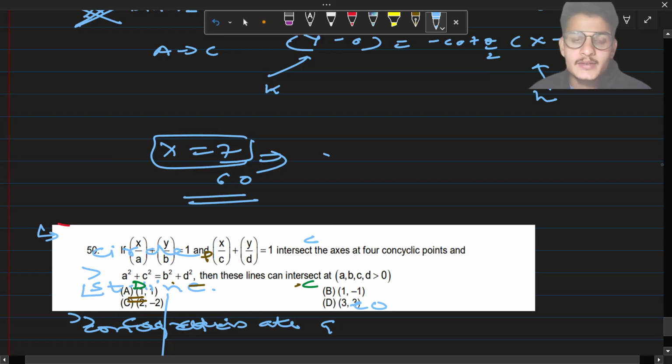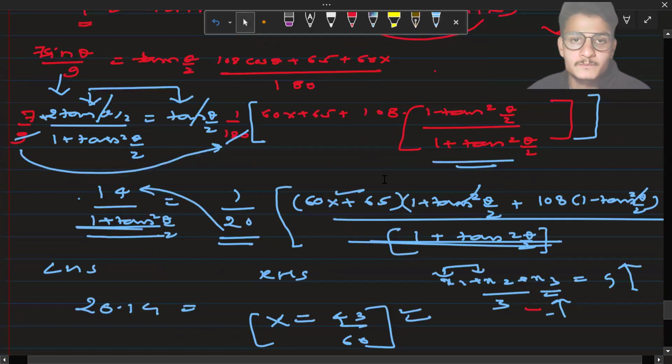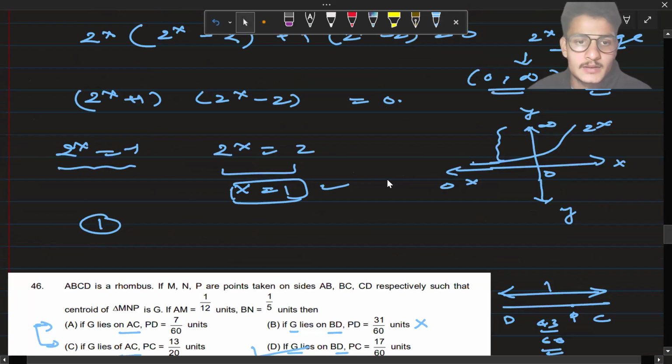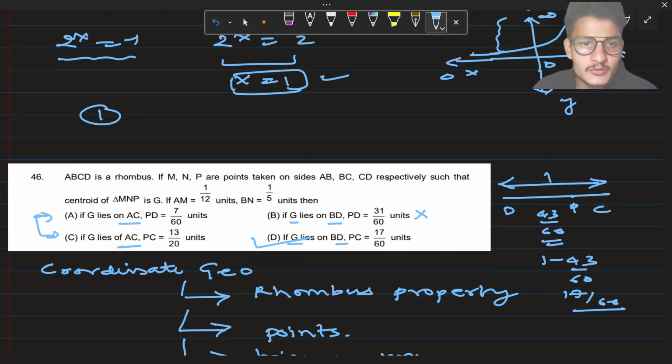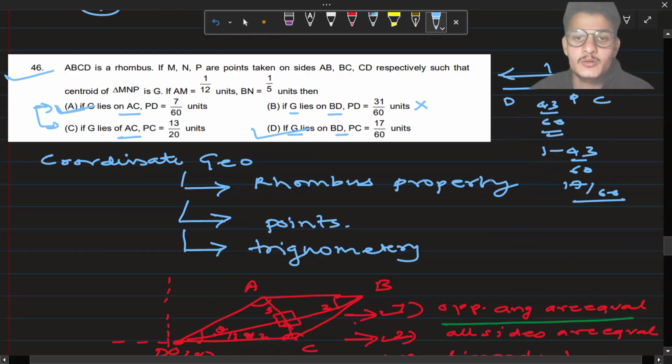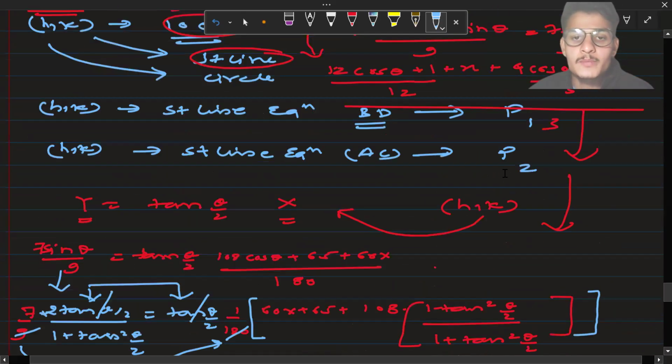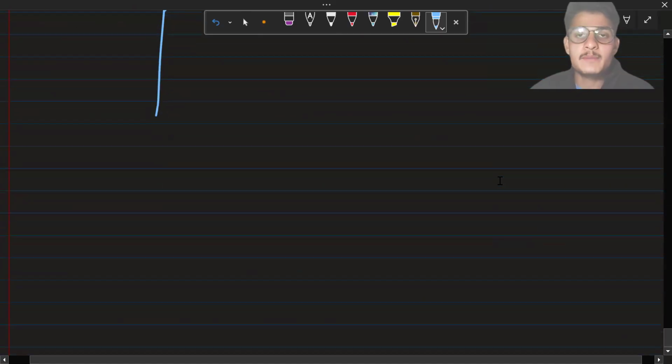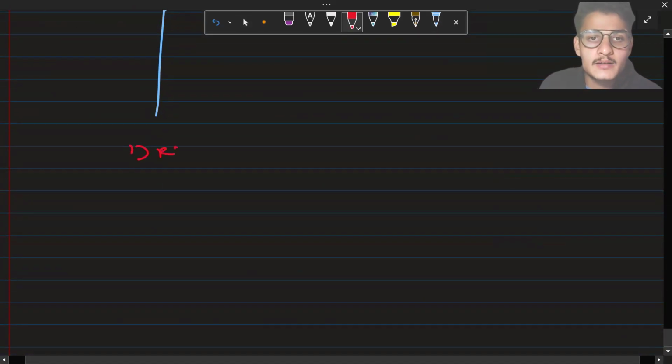Then you will receive x is equal to 7 by 60. So in that scenario, PD becomes 7 by 60. So options A and D will be correct for this. Okay. So what we have done in this question, I'm retracing it. First of all, what we have done is use the rhombus properties.